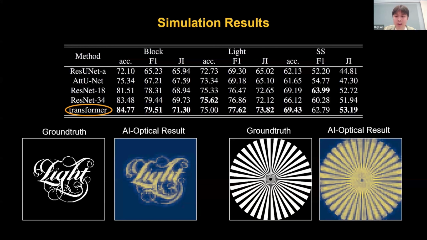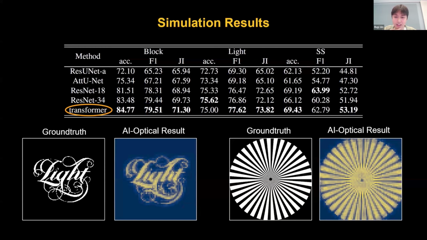So we measure the performance using three traditional fixed ground truth image-to-image translation metrics: accuracy, macro F1 score, and the Jaccard index. Among the models, the transformer performs the best across all the metrics, which are more sensitive to the pixel-level structures than the accuracy. And at the bottom, we can see the visualization predicted by the transformer.